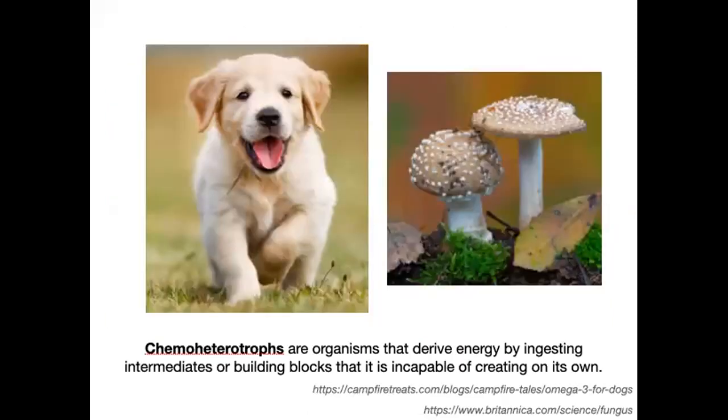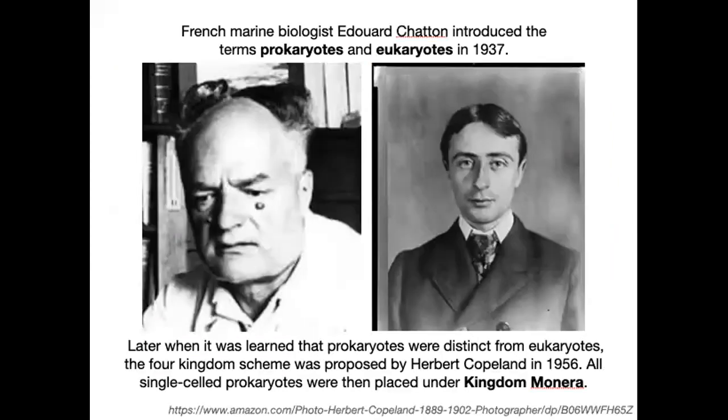Okay? We have chemoheterotrophs. So ayan, most animals and fungi. Organisms that derive energy by ingesting intermediates or building blocks that it is incapable of creating on its own. So I think that's very obvious, you know. And it was actually French marine biologist Edouard Chatton who termed prokaryotes and eukaryotes in 1937. Okay? Alam na natin yung distinction niya, no?